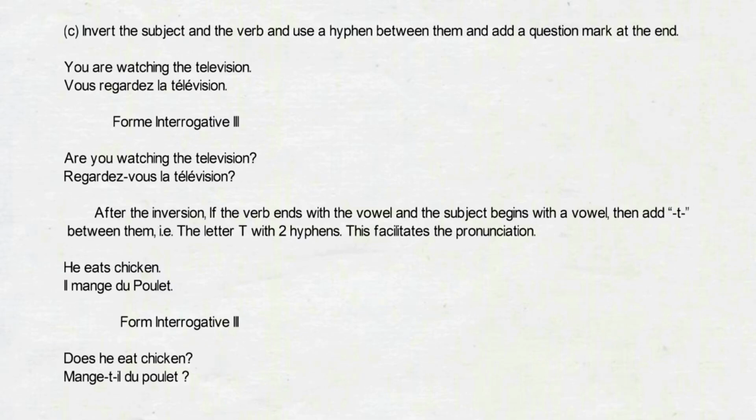Now, after the inversion, if the verb ends with a vowel and the subject begins with a vowel, then add hyphen T hyphen between them, the letter T with two hyphens. This facilitates the pronunciation. In the inversion form, we cannot delete a vowel, put an apostrophe and join the words, so we do the hyphen T hyphen. Like, il mange du poulet, he eats chicken. The interrogative form will be mange-t-il du poulet? Mange is eat, then hyphen, then t, then hyphen, then il, then du, then poulet. So it's simple. You can understand how to use it. So let's do some practice.